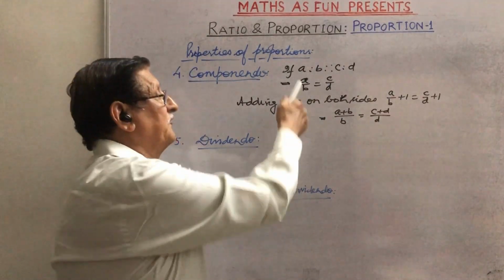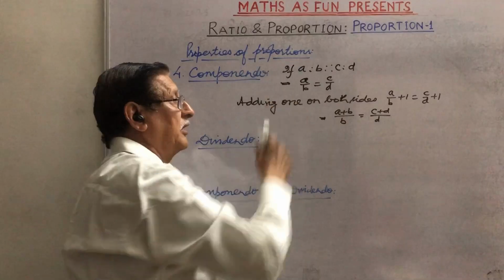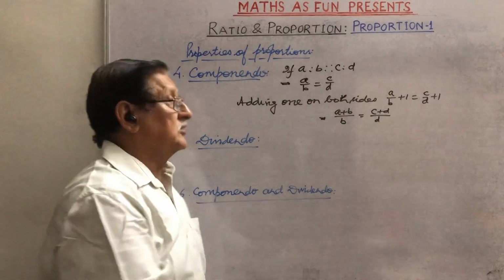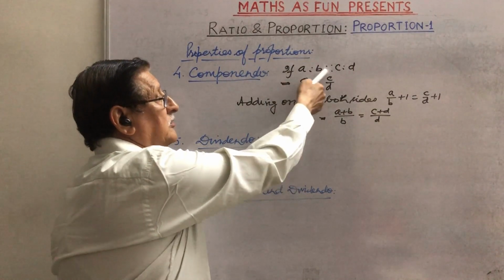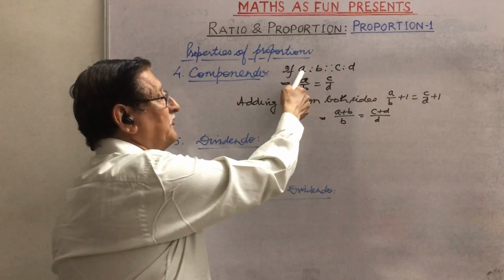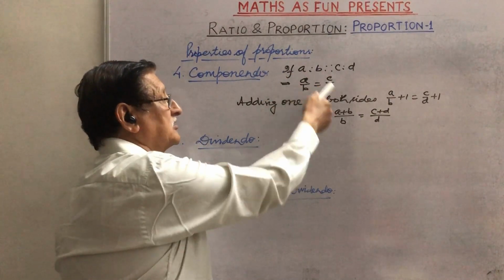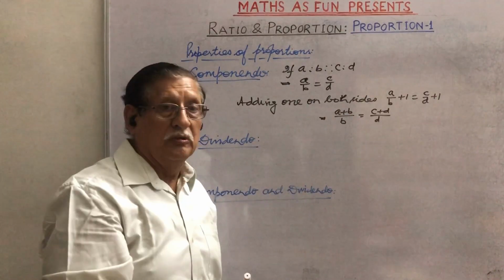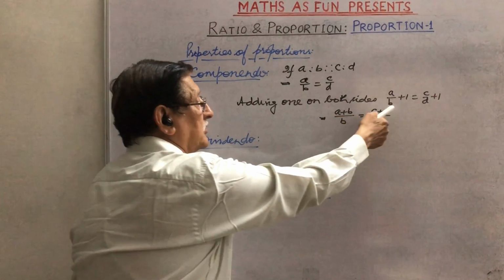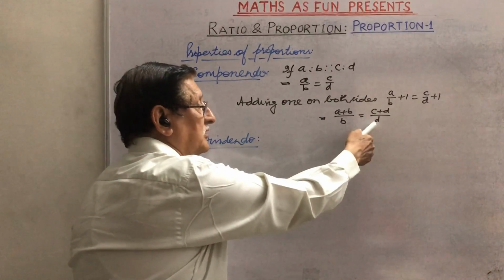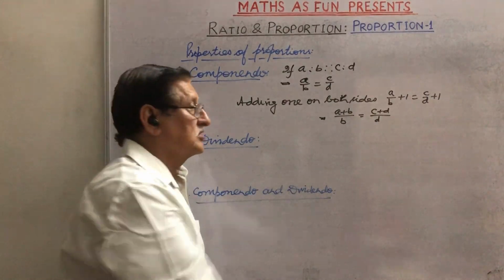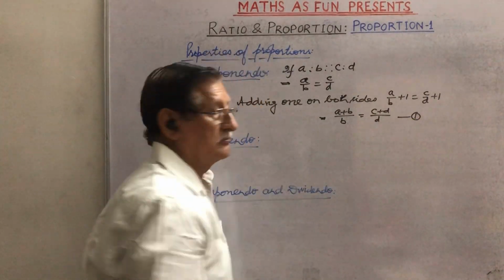It means if A, B and C, D are in proportion, then the sum of the first and the second term divided by the second term is also equal to the sum of the third and the fourth term divided by the fourth term. This we can write as number 1.